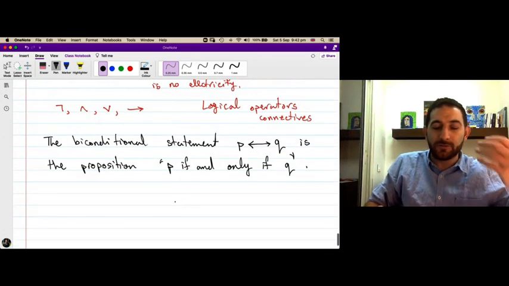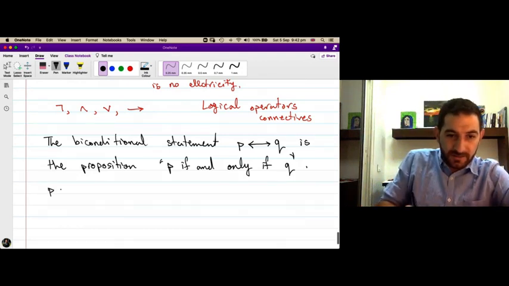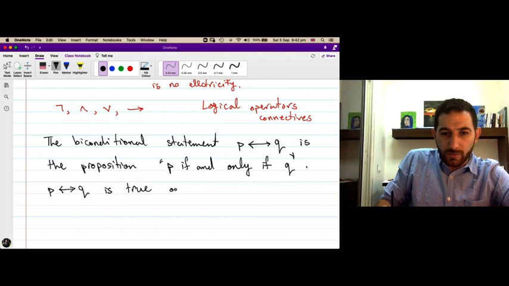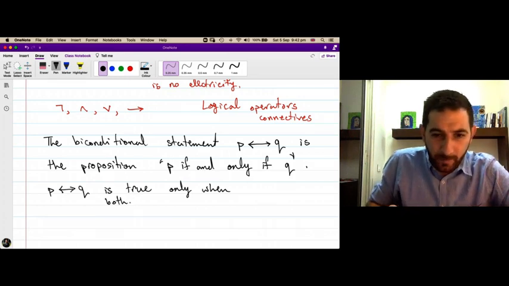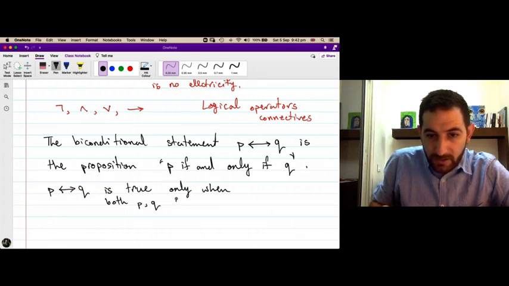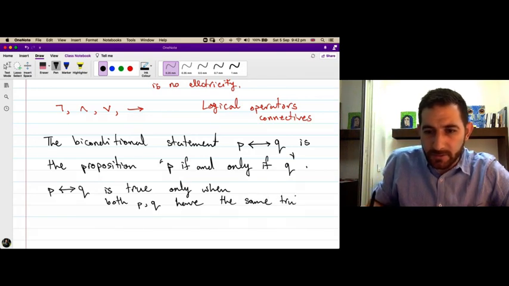And now it remains to define its truth value. This new statement, P if and only if Q, is true only when both P and Q have the same truth value. Either both are true or both are false. Only when both P and Q have the same truth value.